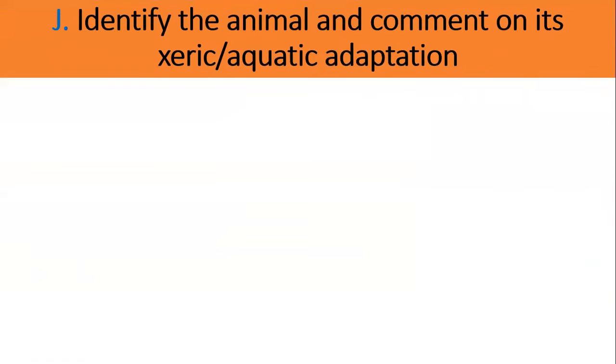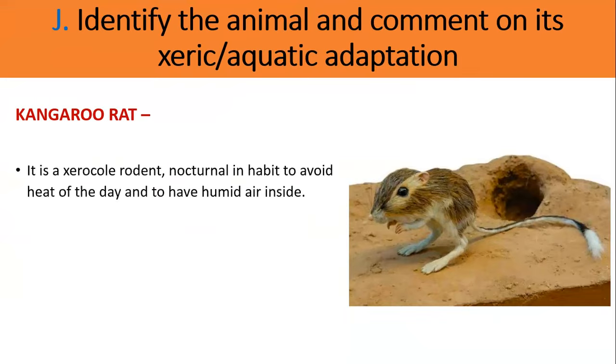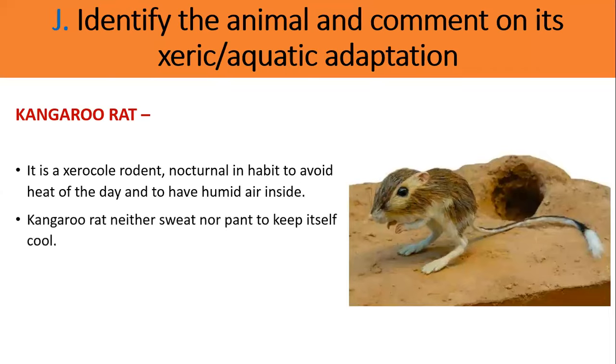Next that you can get under J, if not camel, you can get something like this. This little cute animal is the kangaroo rat. This kangaroo rat can survive its life without water. It means it is showing xeric adaptation. It is a xerocole rodent, nocturnal. It comes out mostly at night to avoid the heat of the day and to have humid air inside. Kangaroo rat neither sweats nor pants to keep itself cool.